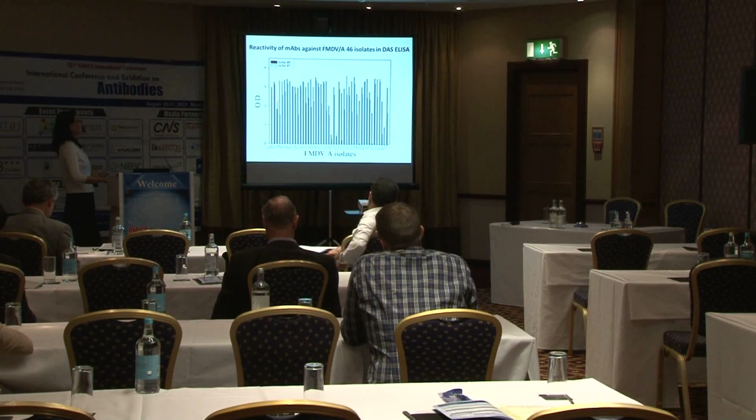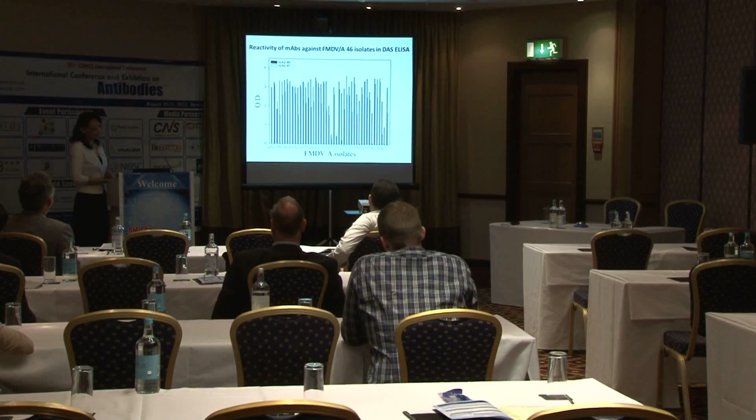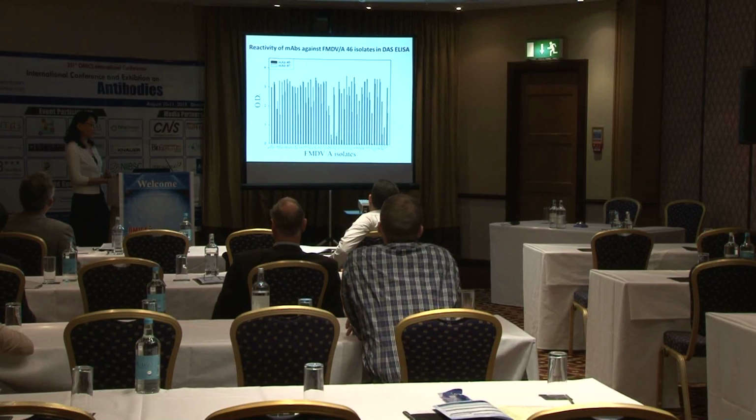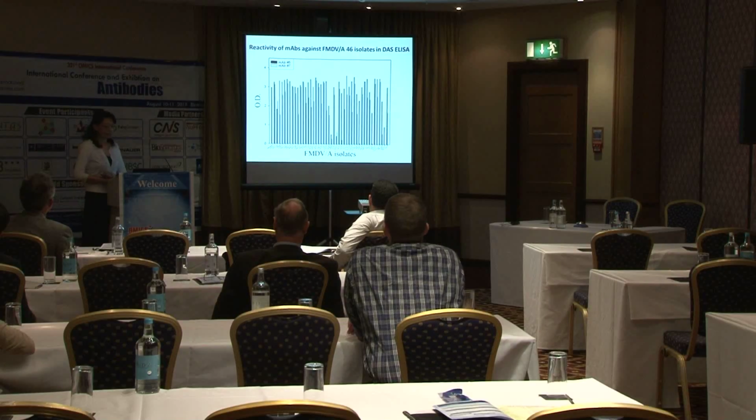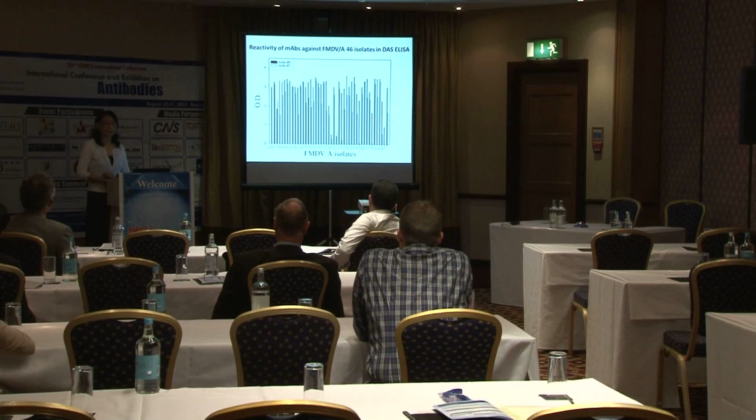Monoclonal antibody number 5 demonstrated reactivity to all of the 46 isolates. It indicates this antibody's binding site is pretty conserved. The other monoclonal antibody, number 7, failed to react with 5 of the isolates. But compared to others, it's still pretty good. It's a pretty highly conserved binding epitope.